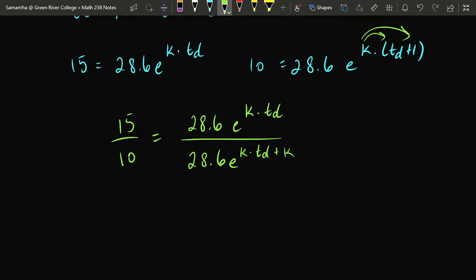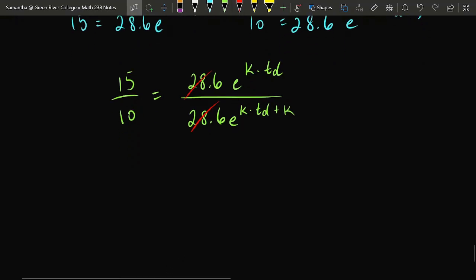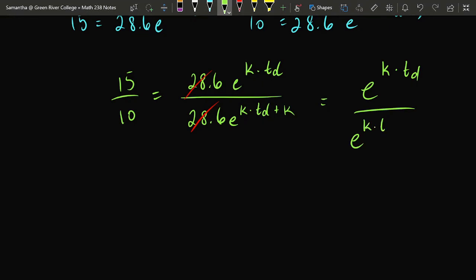Now I've succeeded a little bit because I've managed to eliminate this 28.6 by doing this division. But we can simplify this even further if we use some exponent properties. If I go ahead and take this exponential in the denominator and split it up into a product, e to the k times t sub d multiplied by e to the k separately, now I can eliminate the e to the k times t sub d, and I am left with an equation once again containing only one unknown.